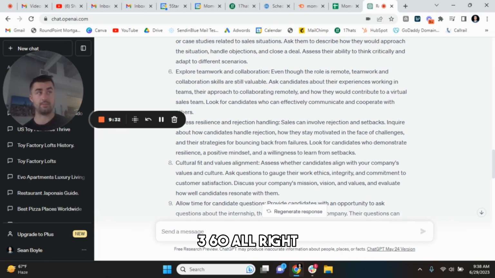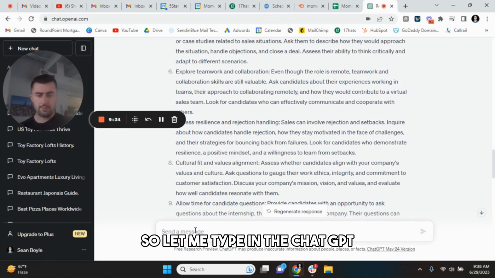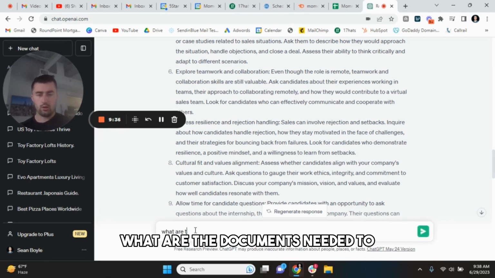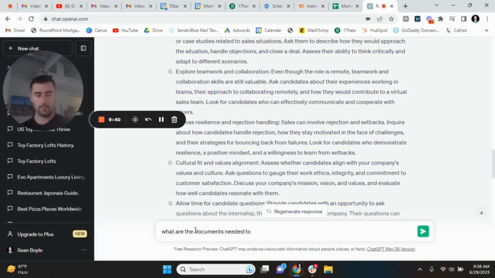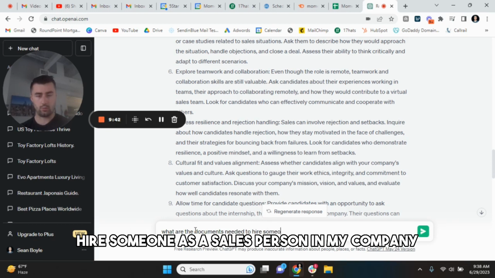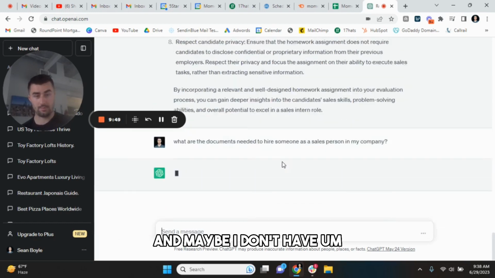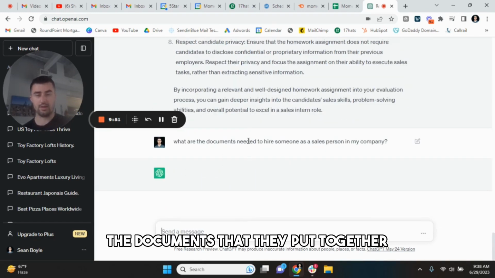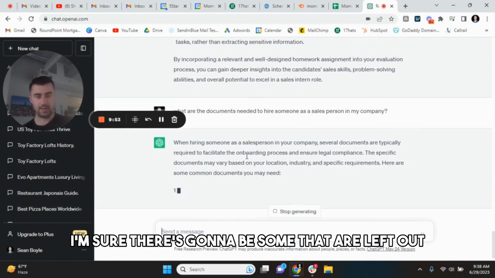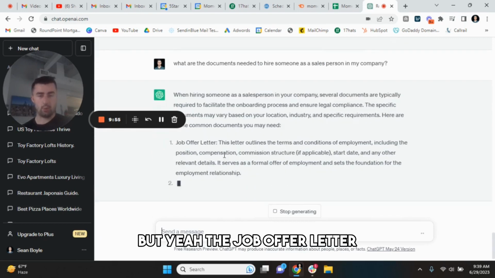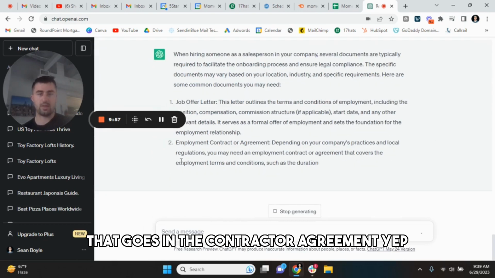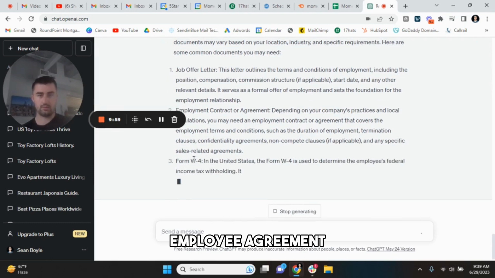All right. So let me tap into ChatGPT. What are the documents needed to hire someone as a salesperson in my company? And maybe I don't have the documents that they put together. I'm sure there's going to be some that are left out, but yeah, the job offer letter that goes in the contractor agreement. Yep. Employee agreement.